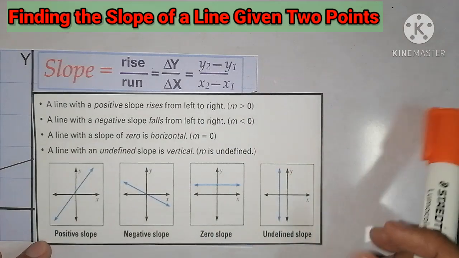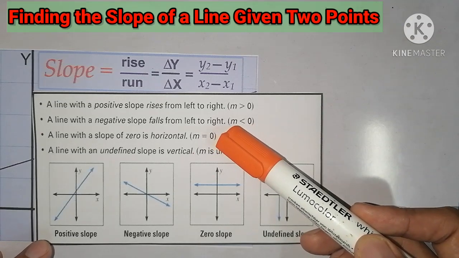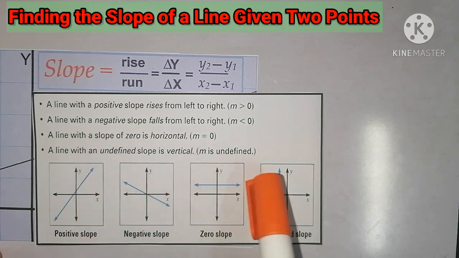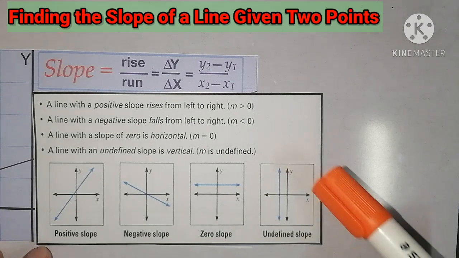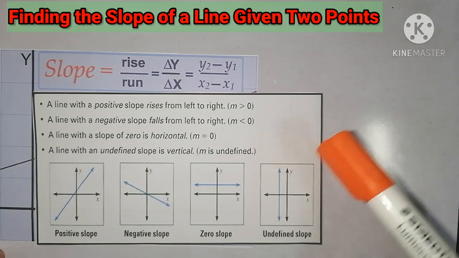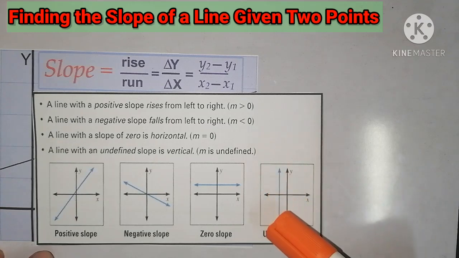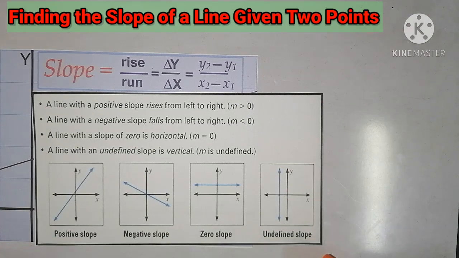Then the third property is that a line with a slope of 0 is horizontal. So if m is equal to 0, the line is horizontal. This is an example of a horizontal line, where the slope of the line is equal to 0. Then the last property: a line with an undefined slope is vertical. So if m is undefined, our line is vertical. This is an example of a line having an undefined slope.